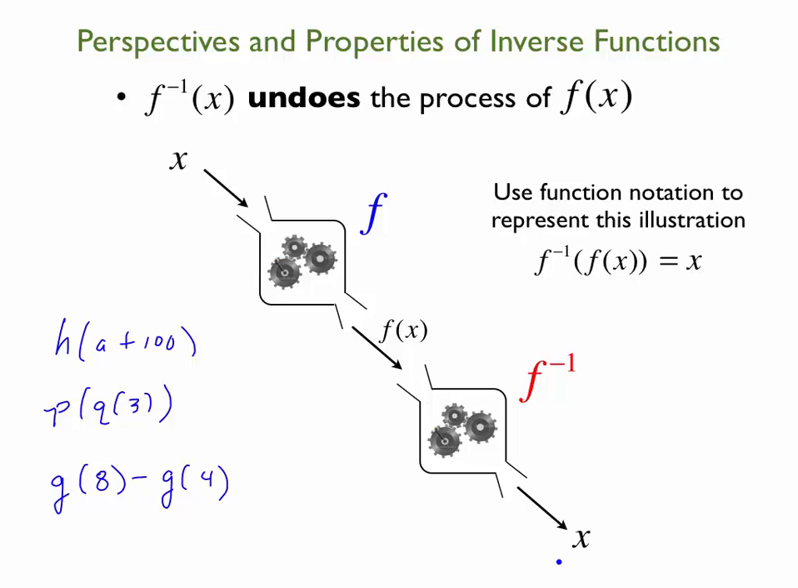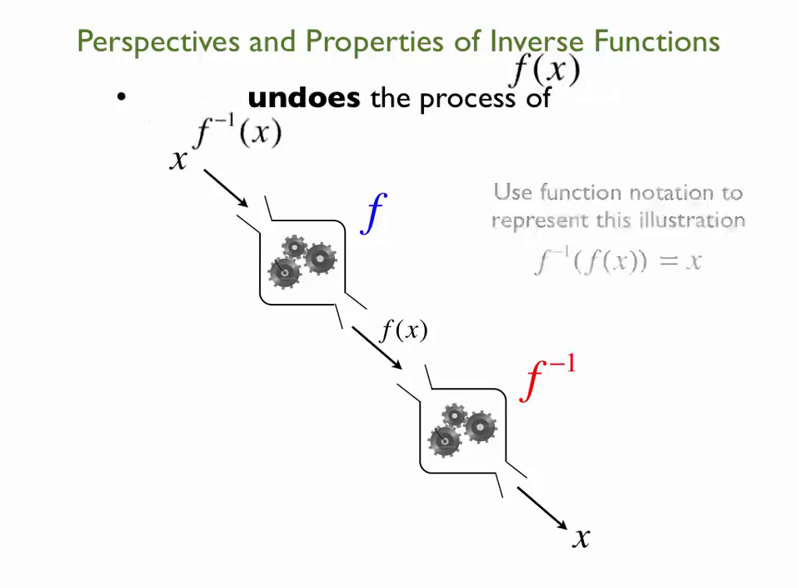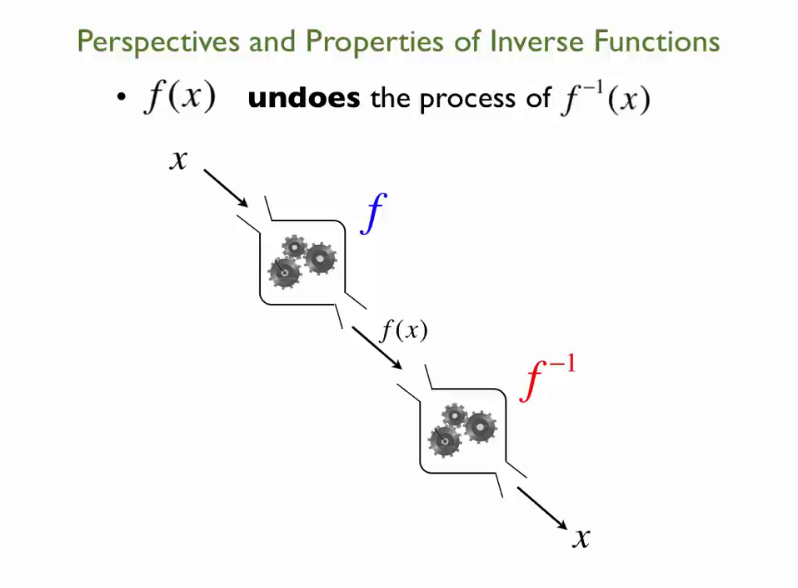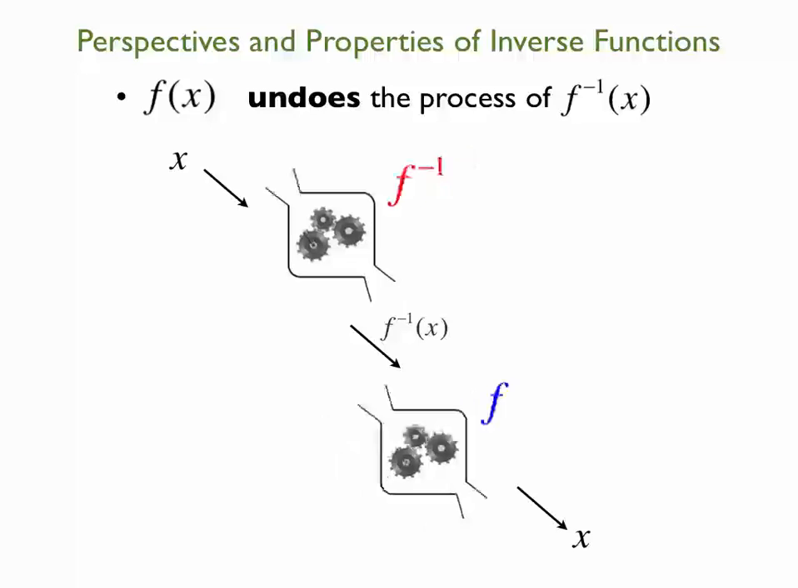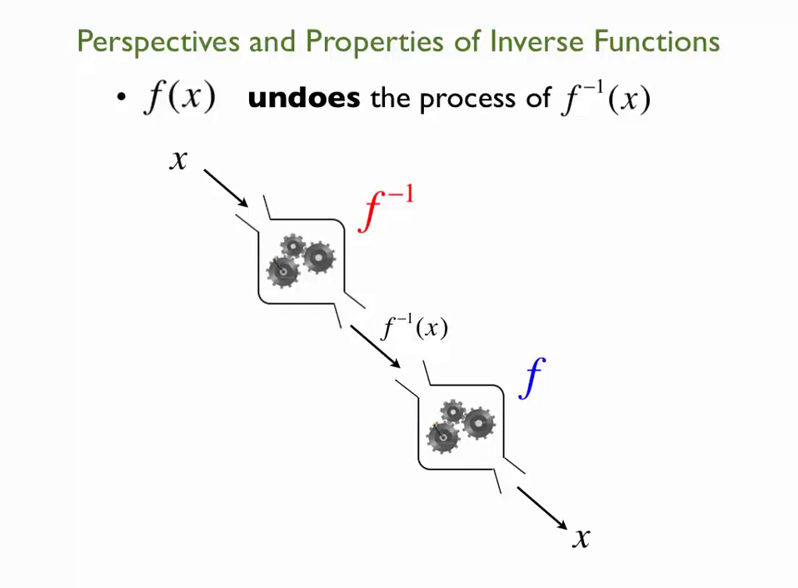It says you start with x, you put it through f, you take the output of f, you put it into f inverse, and what will you get? X. Really important that you understand that. So that notation right there is a symbolic representation of that picture. Okay, but if f inverse undoes the process of f, then doesn't f undo the process of f inverse? So we could do it the other way. Wasn't that cool?